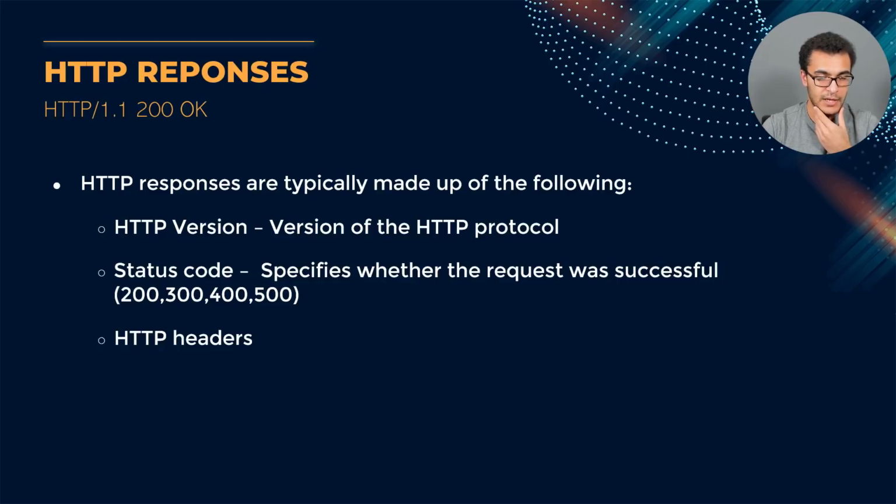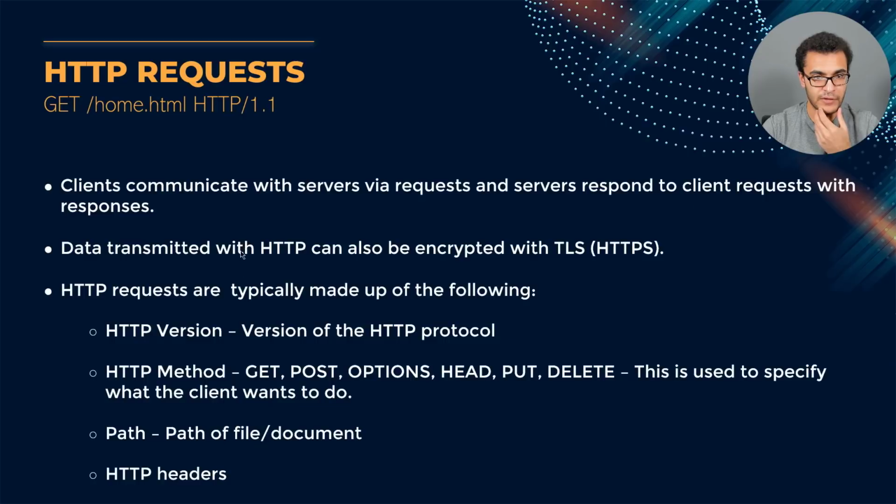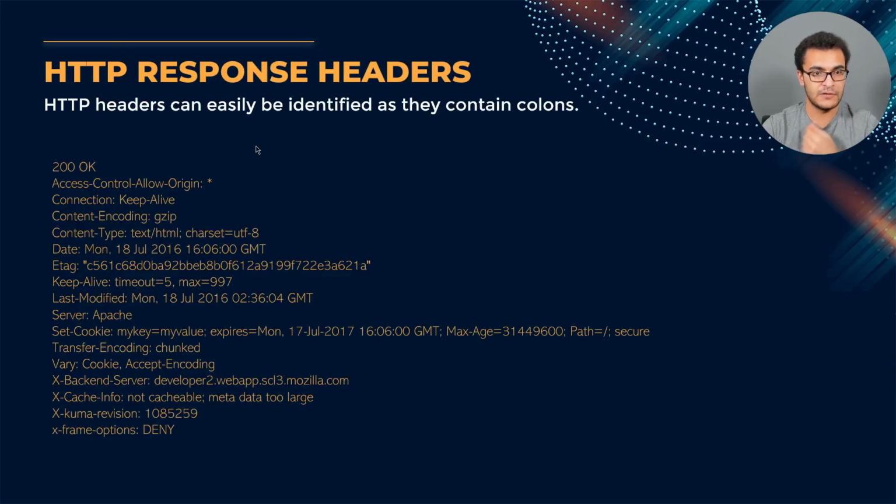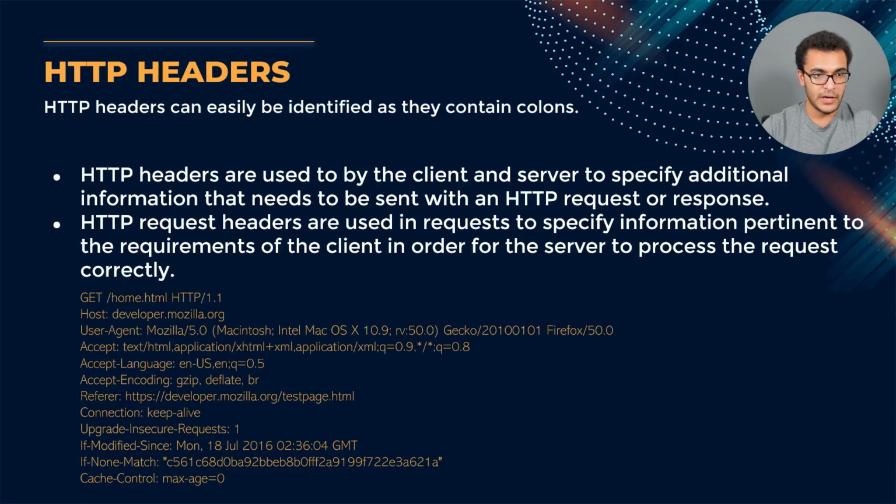You then have HTTP headers. So I have mentioned HTTP headers in both cases, in the form of HTTP requests as well as the actual responses. So what are HTTP headers? Well, the easiest way to identify them is that they have colons, right? So you have your typical key and value, and HTTP headers are used by the client and the server to specify additional information that needs to be sent with an HTTP request or a response. An HTTP request header is used in HTTP requests themselves to specify information that's pertinent to the requirements of the client in order for the server to process the request correctly.